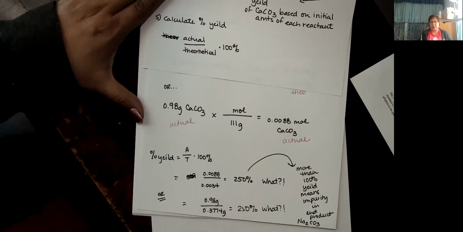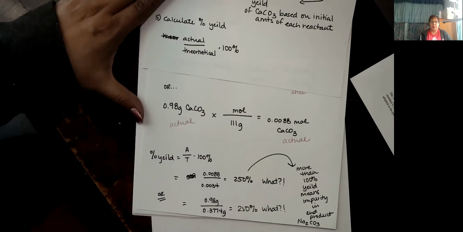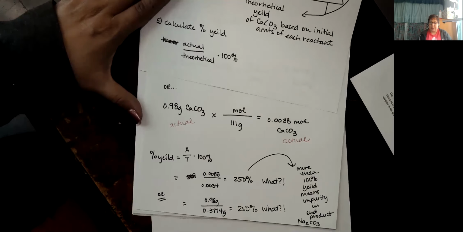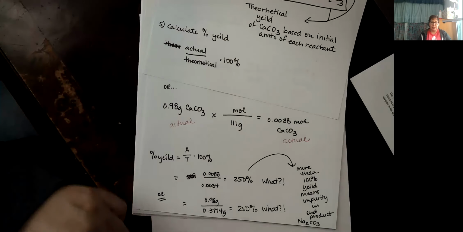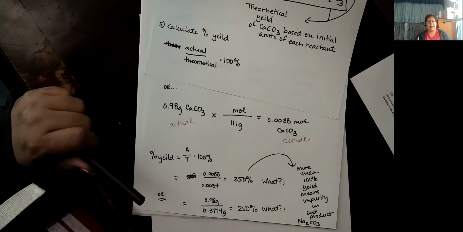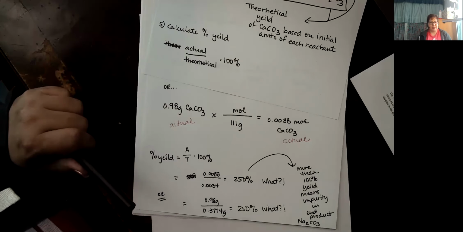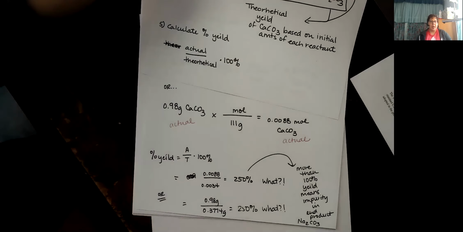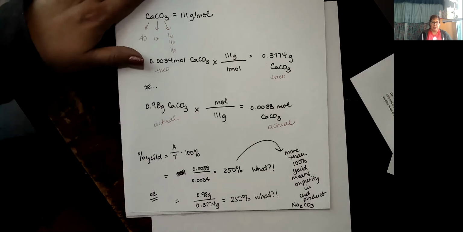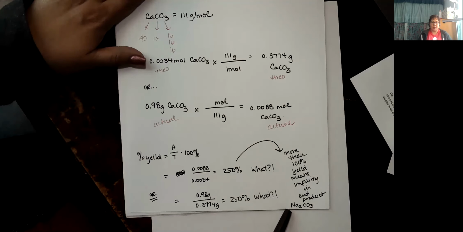You won't get 250% yield, but it wouldn't surprise me if you end up with like 98% or 101% or something similar to that. This particular reaction, I'll let you know, is kind of made to give you an incorrectly high percent yield so that you think about why it is that you would have a high percent yield. And most of the time, the reason that you have a high percent yield is because there is extra stuff in your end product that should not be there.